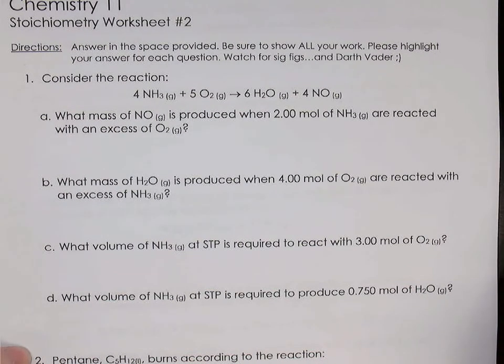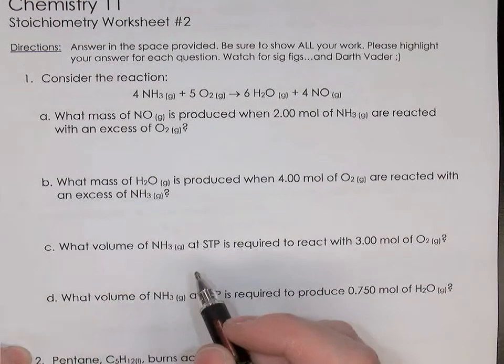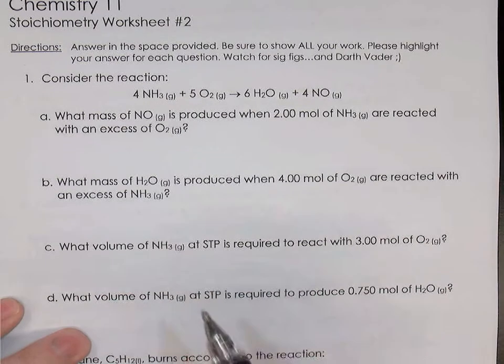The first question says, what mass of nitrogen monoxide would be produced if 2 moles of ammonia are reacted with excess oxygen gas? The fact that it says excess oxygen simply means that there's more than enough oxygen to use up all of this ammonia. So the ammonia is going to get used up completely, and therefore it will determine how much product we can make. So to answer this question, we're going to set up a string of unit multipliers.